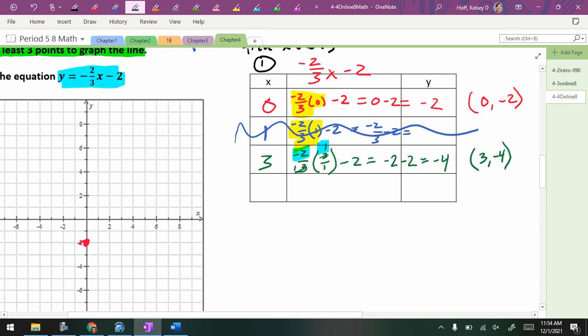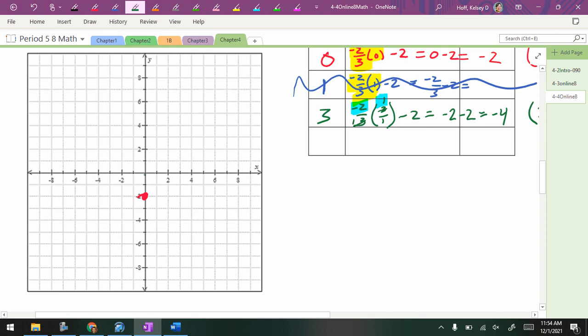Gatlin can't answer. Tori? Okay, so am I going right or left to 3? Yep, right, and then down 4. Okay, well that gave us 2 points, but Miss Hoff says I have to have 3. Six? Why?